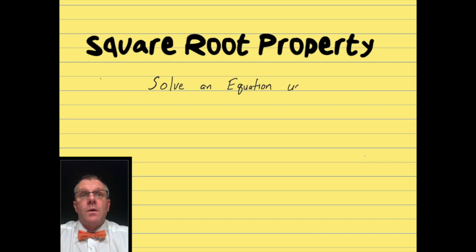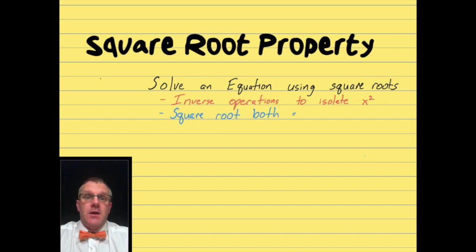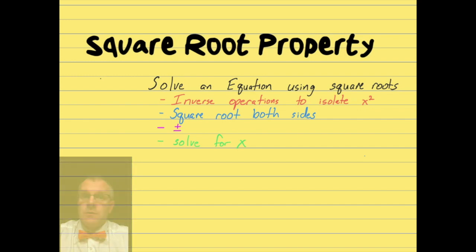So when we're solving equations using the square root property, first thing that we're going to do is use SADMAP or inverse operations to isolate the x squared term, or if it's in vertex form, that x minus h squared term. Then the next thing we'll do is go ahead and square root both sides. And because we are solving for x, when we square root both sides, we have to apply that plus or minus to both sides. Then if there's any other terms, we'll go ahead and isolate those and solve for x.